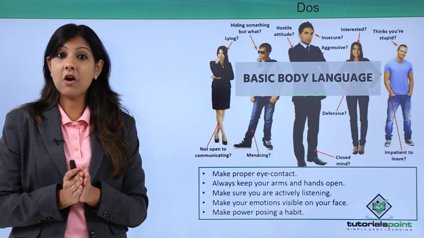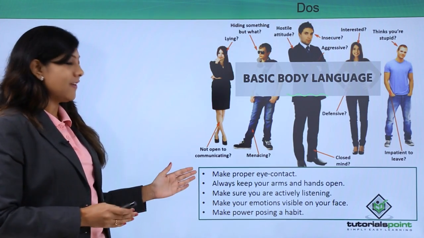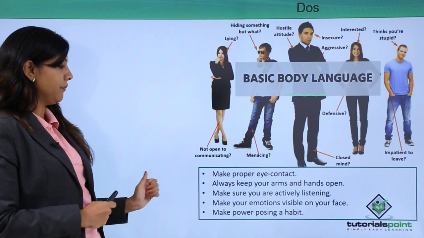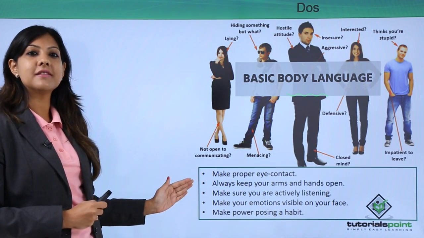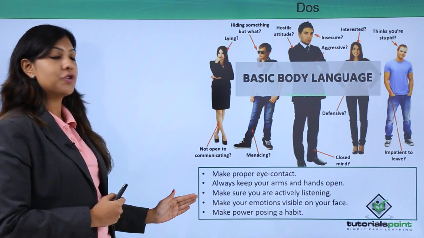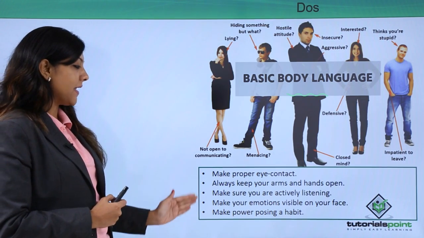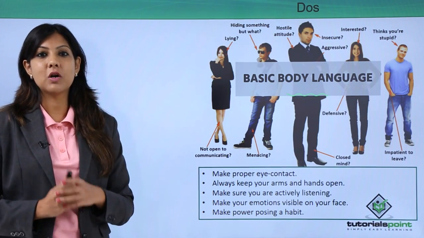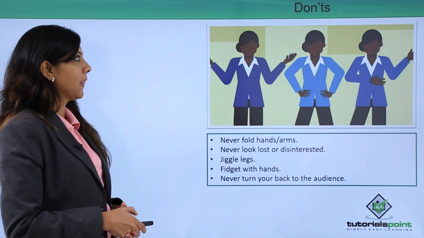Well, certain do's of good body language: always make proper eye contact, always keep your arms and your hands open. Make sure you're actively listening by leaning forward while you're talking to a person. Make your emotions visible on your face. Make power posing a habit. Well, these are certain good things about positive body language.